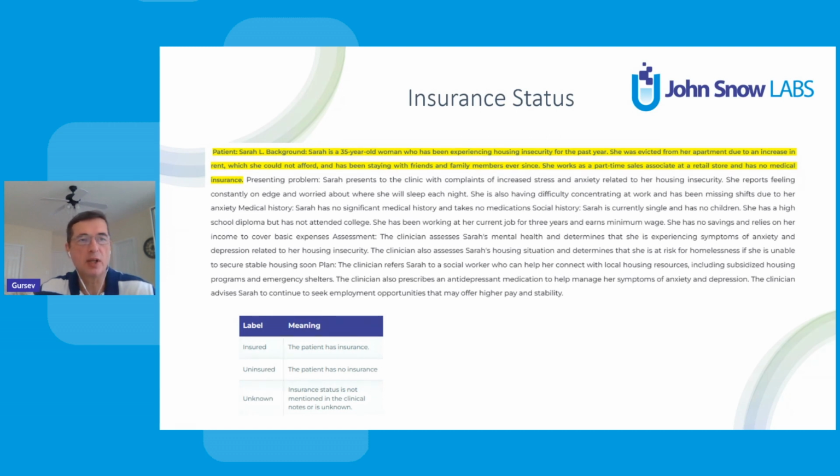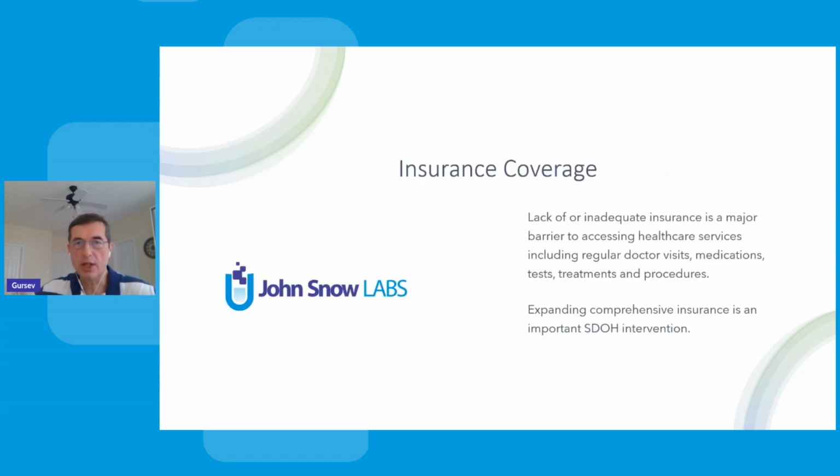This highlight was too long, but I will get to the second sentence of the highlight: she works as a part-time sales associate at a retail store and has no medical insurance. So it means that the person is not insured, so uninsured, and the confidence is pretty high, almost 98%. The second insurance-related classification model is insurance coverage.